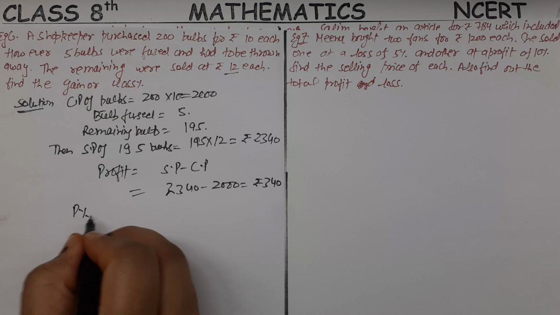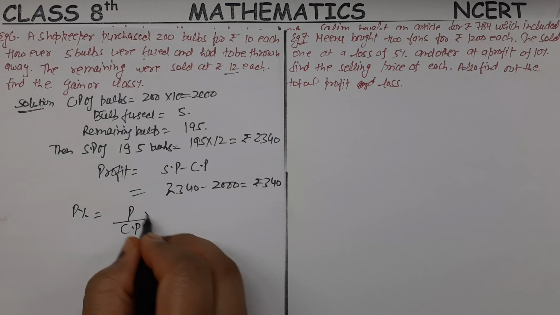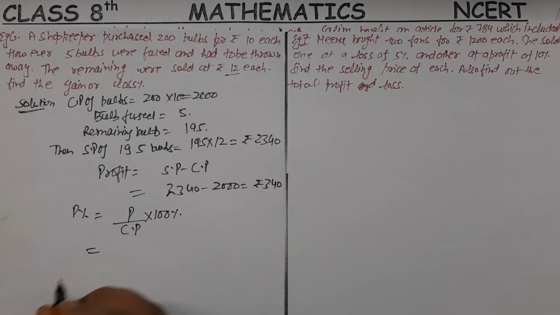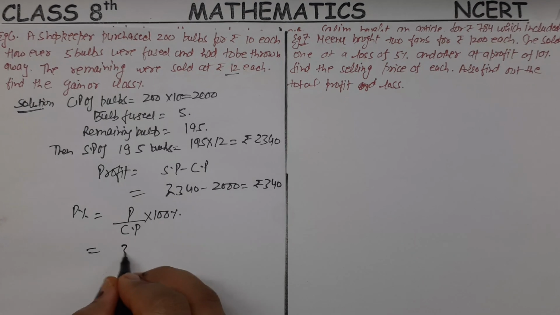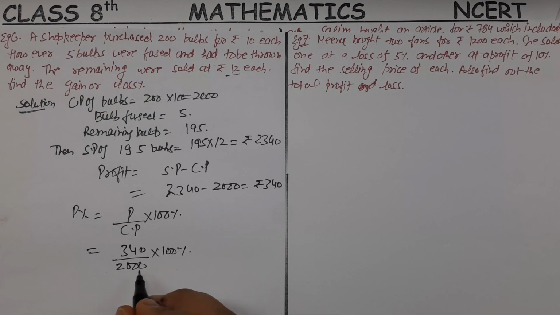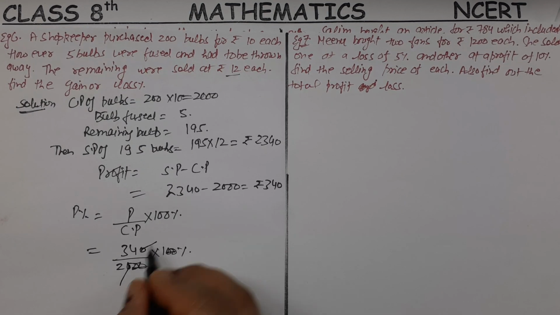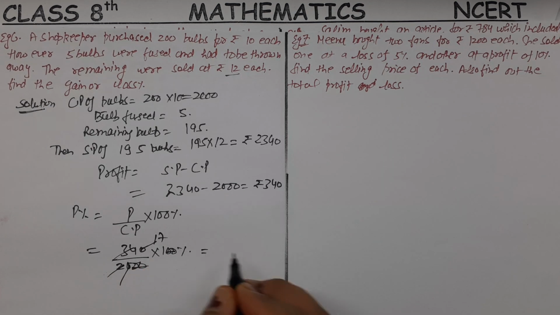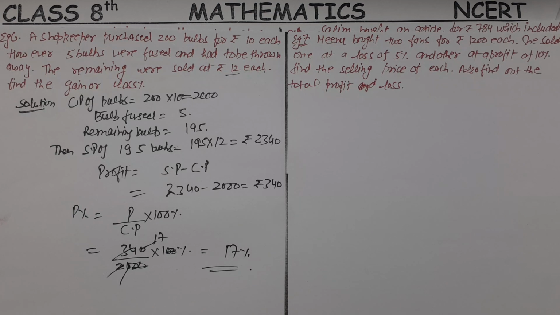Profit percentage is profit in rupees by CP into 100%. Putting the values, cost price 2000 into 100%. Cancel 20 from 20, 0 from 0, 2 17s are 34. Profit is 17%.